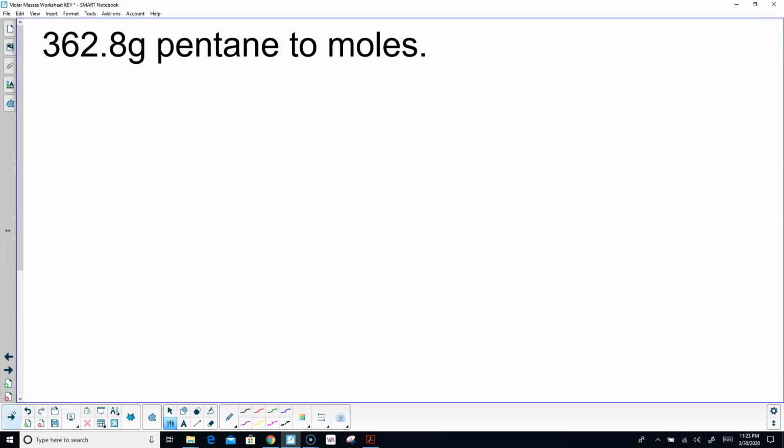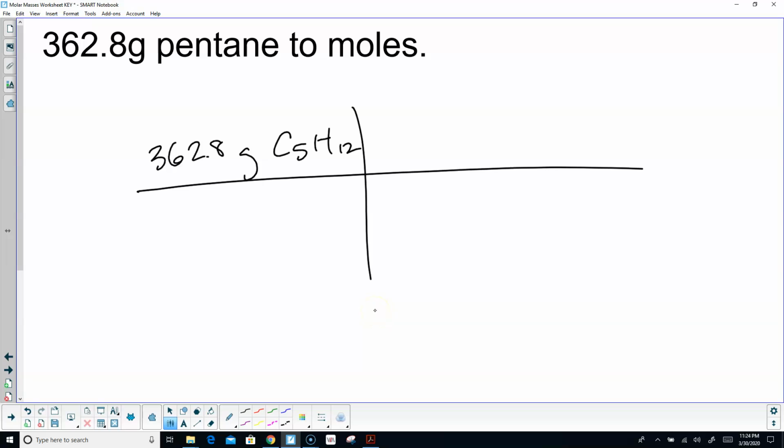Okay, 362.8 grams of pentane to moles. So, let's see, start with what we know, 362.8 grams, and pentane C5H12. Okay, and once again, grams and moles is molar mass. Moles are on top this time. Always 1 mole, and so I have to add up their masses.